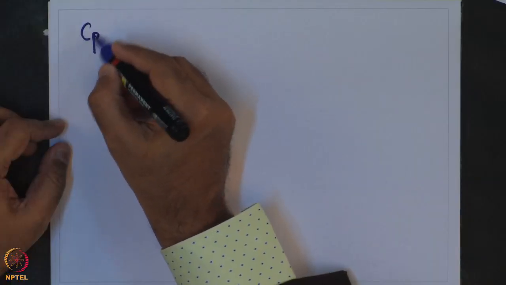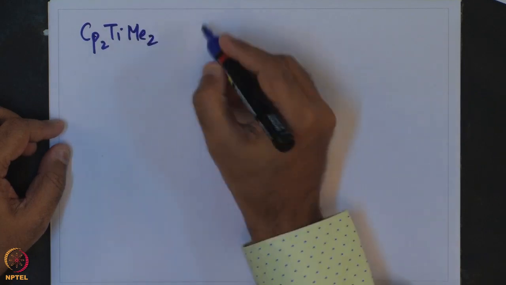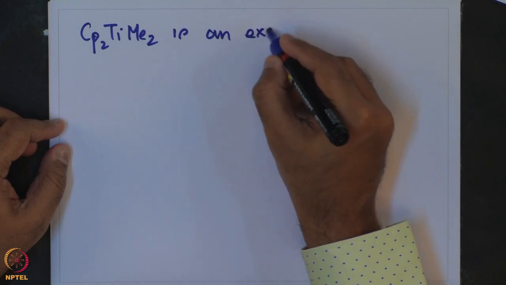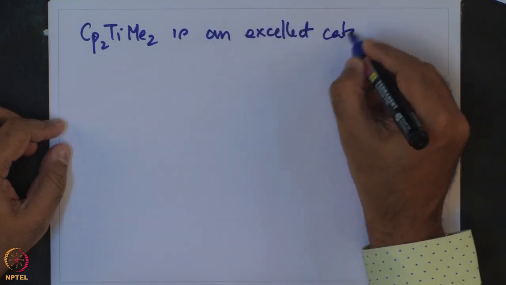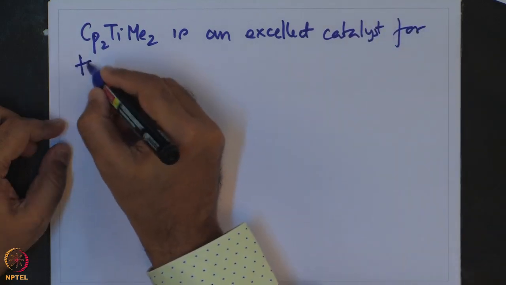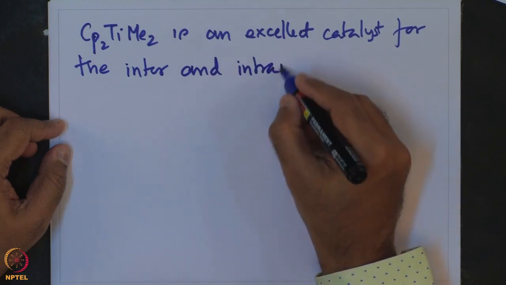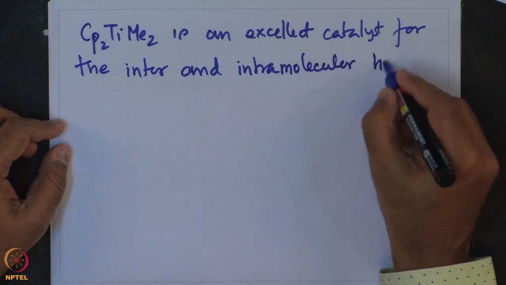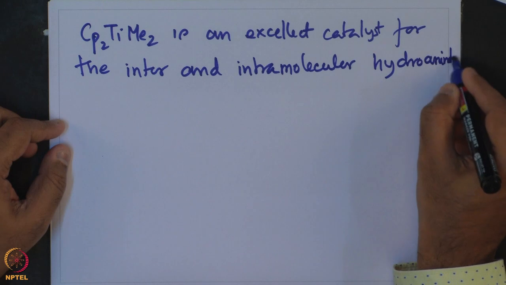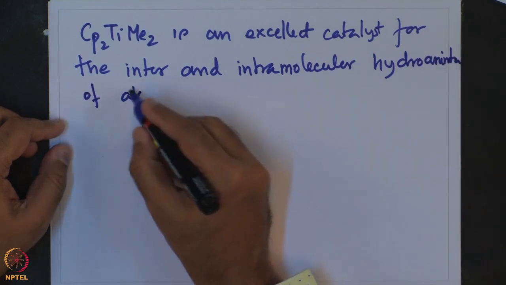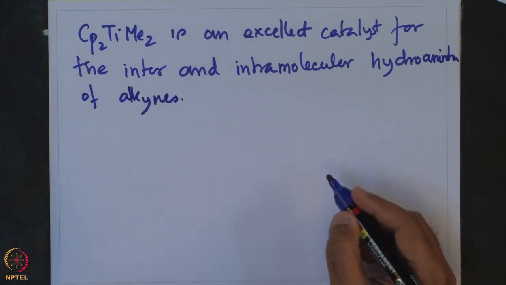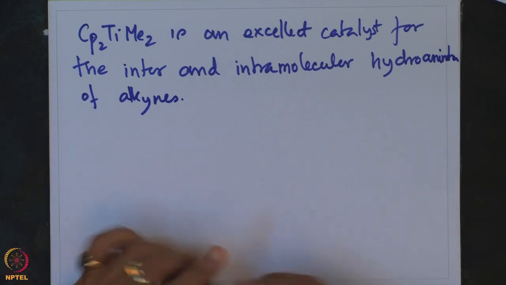So, in this context, Cp2 titanium dimethyl is an excellent catalyst for inter and intramolecular hydroamination of alkynes, and this is illustrated in the equations below.